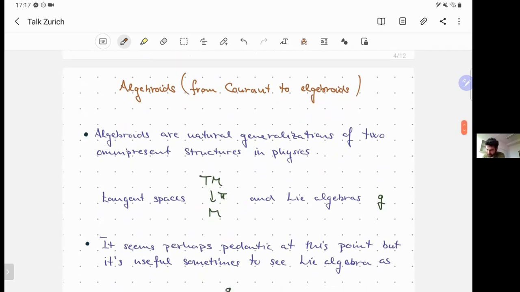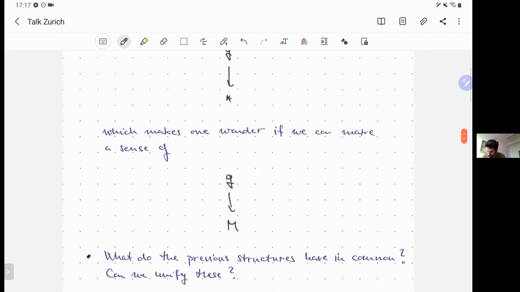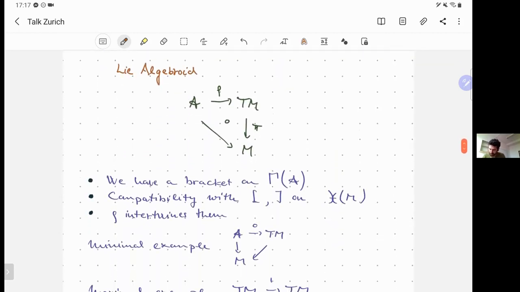So the algebroid is something very natural. It is something that merges two omnipresent objects in physics and mathematics, the tangent bundles and Lie algebras, or maybe Lie algebra bundles over M. I'm not going to go into details, but I'll show you an example first. That's the Lie algebroid, so what is that? It's really a bundle over M with an extra map into the tangent space. This map we call the anchor map, and this is the usual projection, so it should commute like that.